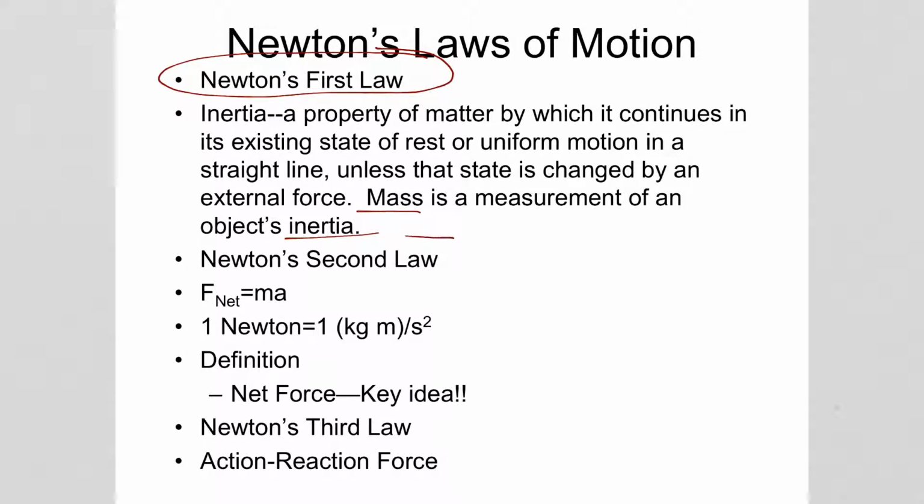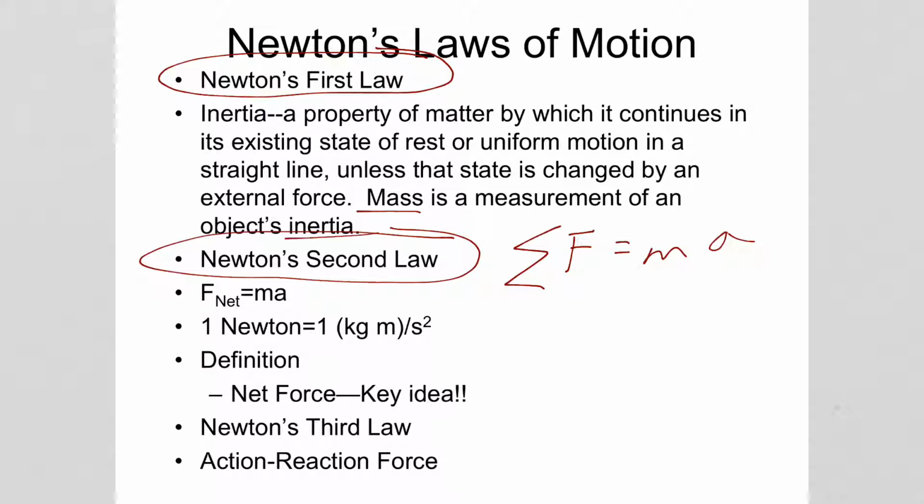Next, we'll talk about Newton's second law. Newton's second law is best summarized in a formula, which is F net equals ma. Net forces are equal to mass times acceleration. On the AP Physics formula sheet, you'll see it written as sigma F equals ma.